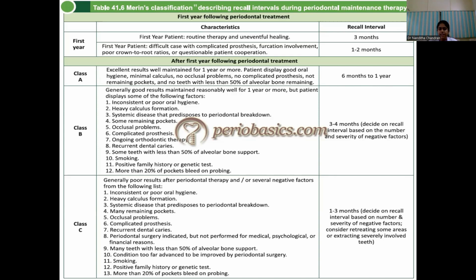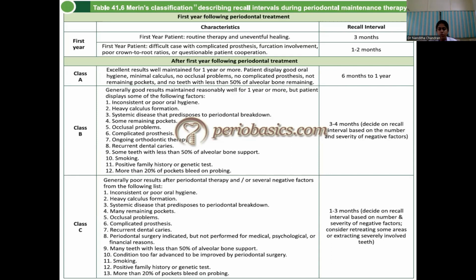Now, Class B and Class C patients are those who have some issues which are persisting. For example, Class B patients have inconsistent or poor oral hygiene, heavy calculus, systemic diseases present, some pockets remaining, occlusal problems present, complicated prosthesis, ongoing ortho treatment, recurrent caries, some teeth having less than 50% bone support, who is a smoker, and more than 20% of pockets bleed on probing. These patients are recalled in 3 to 4 months.